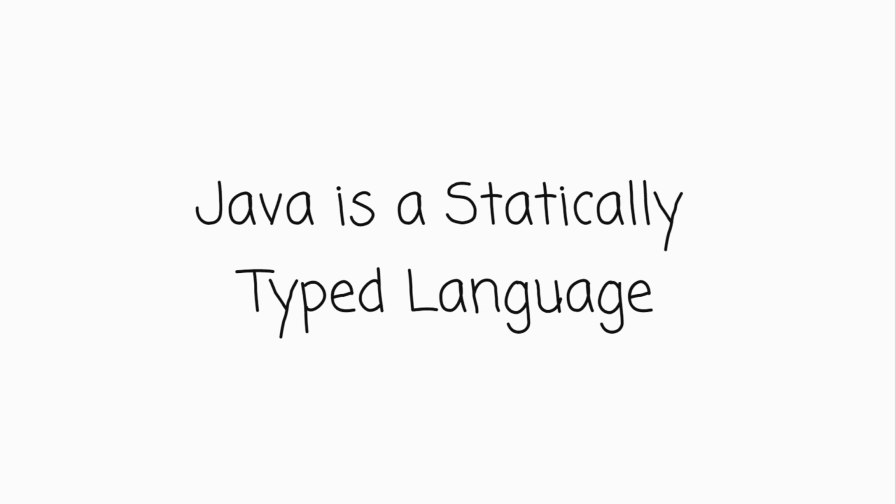For example, if you want to store a whole number, you declare the variable as an int. For text, you use the String type. This approach enforces type safety by ensuring that only compatible data is stored in each variable. This prevents a lot of common errors.